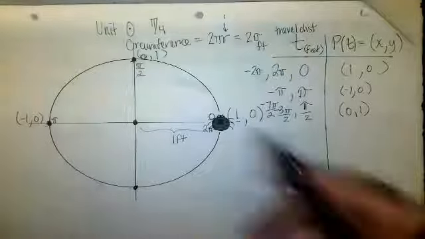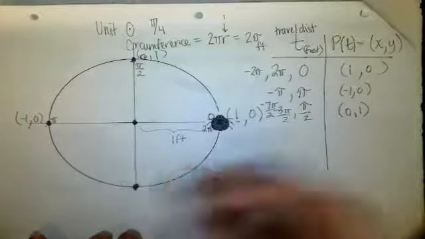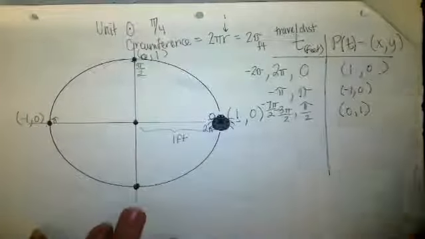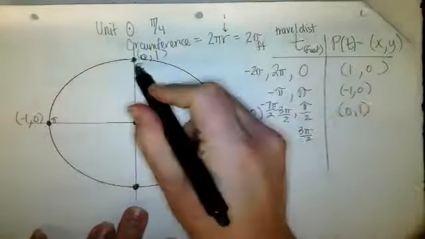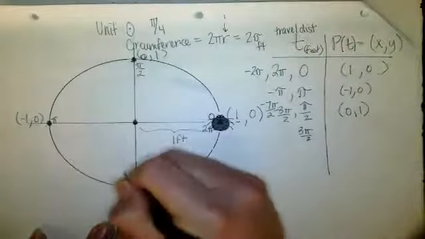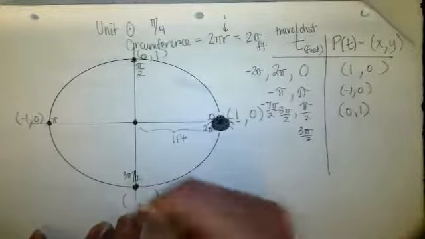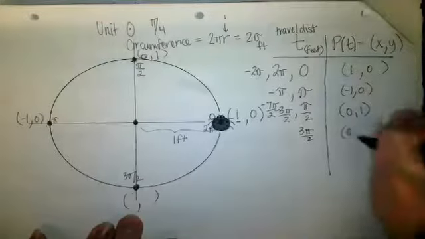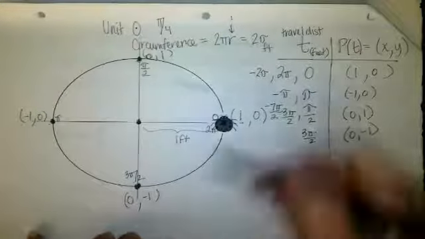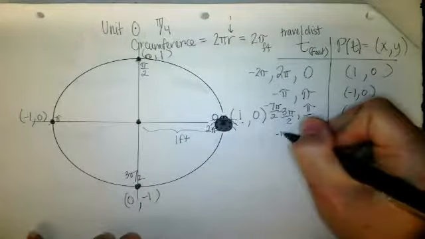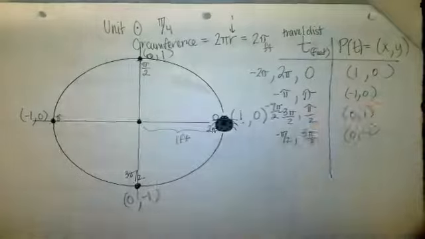I guess I need to do one more here. We want to go to this point in the positive direction. How far does she travel? 1 pi over 2, 2 pi over 2, 3 pi over 2. And that's going to land her at the point 0, negative 1. Very good. And she could also go negative pi over 2 and get that same point as well.